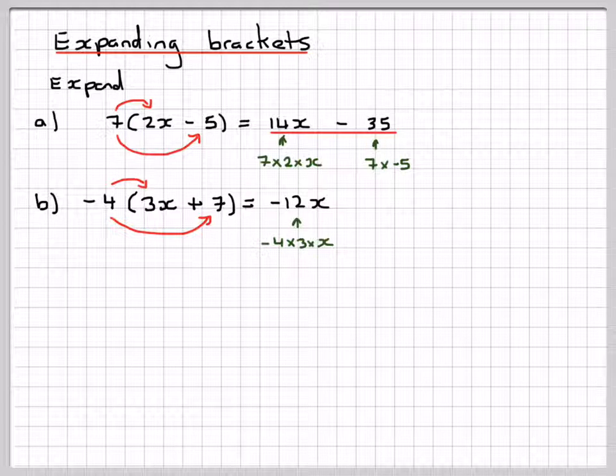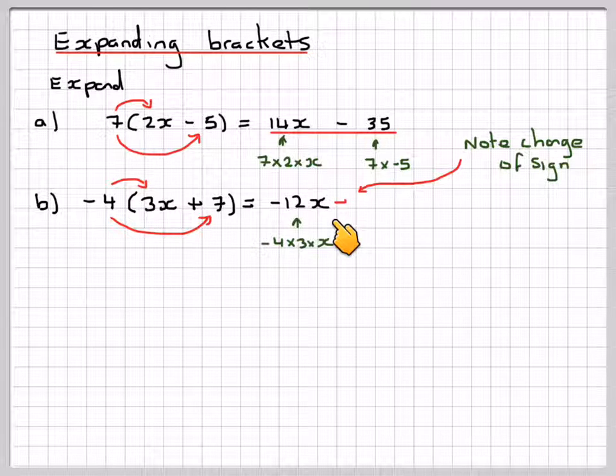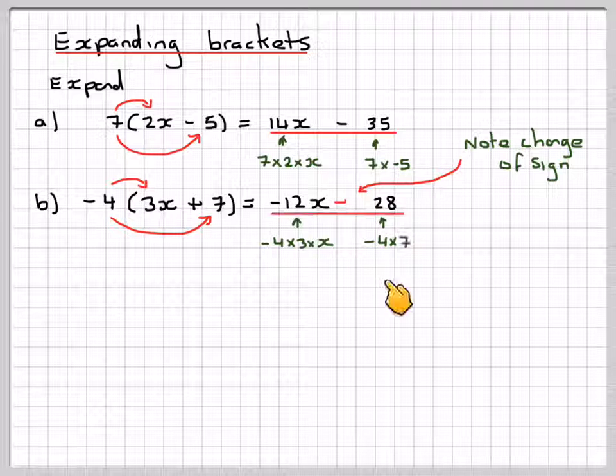Minus 4 times 7. Now the sign will change because minus 4 times plus 7 is a negative times a positive, which will give a negative, so note the change of sign, and that's going to give me minus 28. Underneath I'm going to write down minus 4 times 7. Normally we wouldn't write this, but this is going to help us in the reverse process.